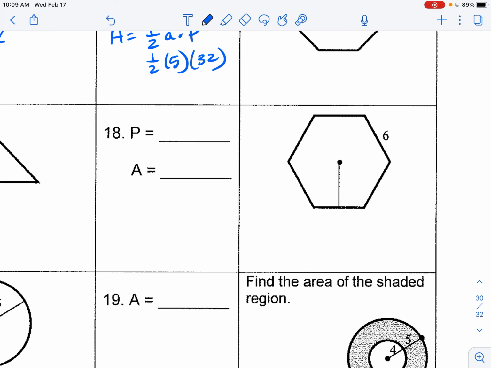And 18, let's see if I cannot make this harder than it looks. This is a hexagon, and I can find my perimeter. Perimeter is just going to be 6 sides, and each side is 6, so that's 36. The area, though, let's see. Let's go ahead and make a triangle.